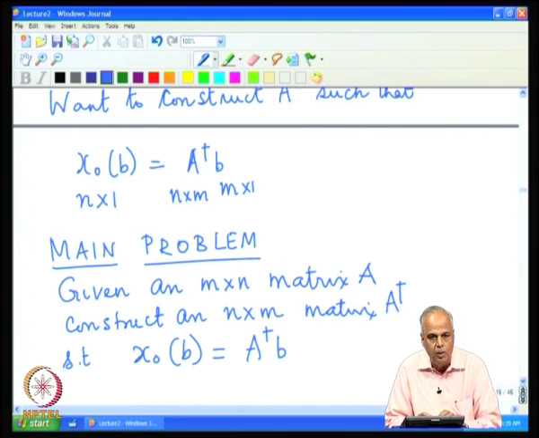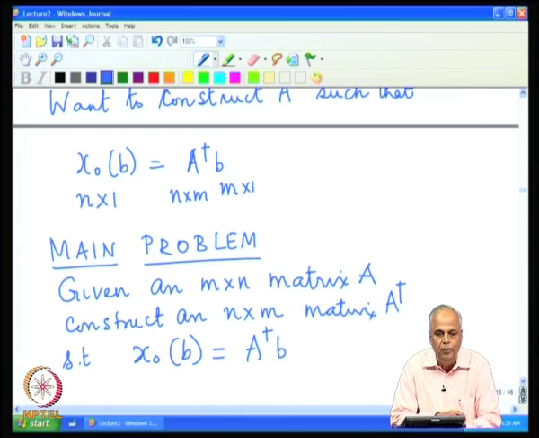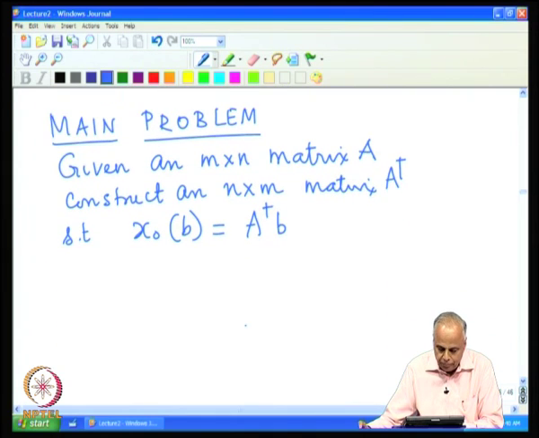I repeat again, x naught b has different connotations in different situations. When there is a unique solution for Ax equal to b, x naught b represents the unique solution. When there are an infinite number of solutions for Ax equal to b, x naught b represents the unique representative solution. When there are no solutions for Ax equal to b, and if there is only a unique least square solution, x naught b represents the unique least square solution, and when there are only least square solutions, but an infinite number of them, then x naught b represents the unique representative least square solution.